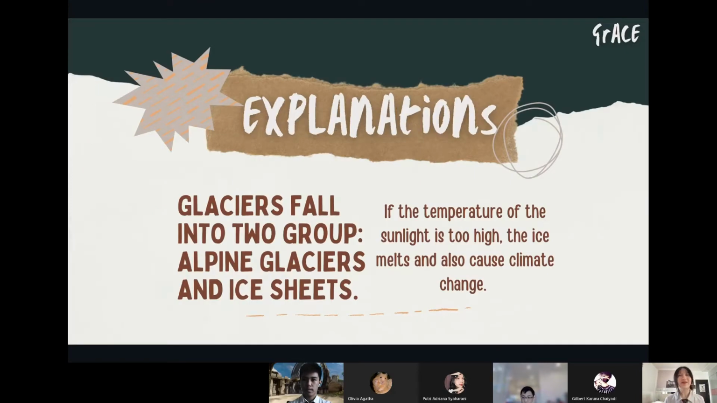Okay, so we're into the explanation. First, glaciers fall into two groups, which are alpine glaciers and ice sheets. From the second sentence, if the temperature of the sunlight is too high, the ice melts and also causes climate change.